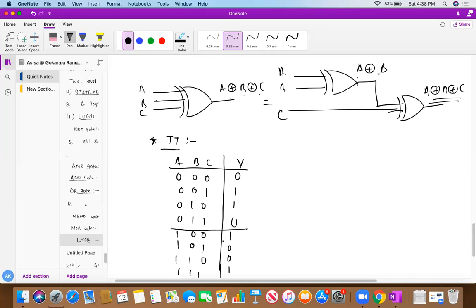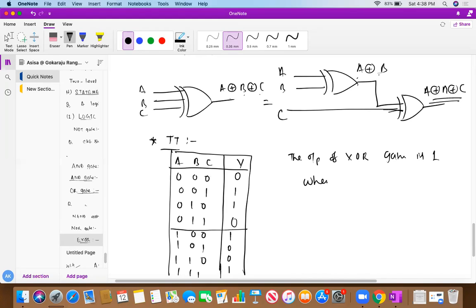The output of an XOR gate is 1 when the number of ones at the input is an odd number. I have already discussed this with you, students. What is that? The output of the XOR gate is 1 when the number of ones at the input is odd.